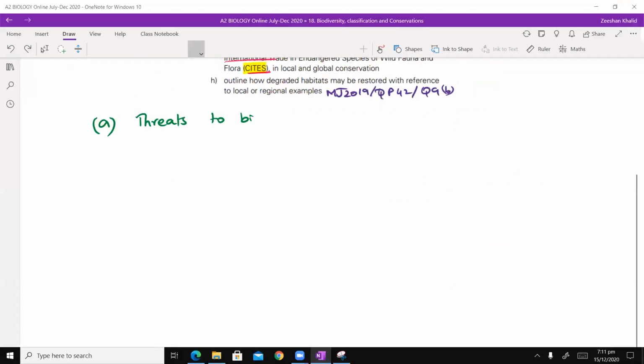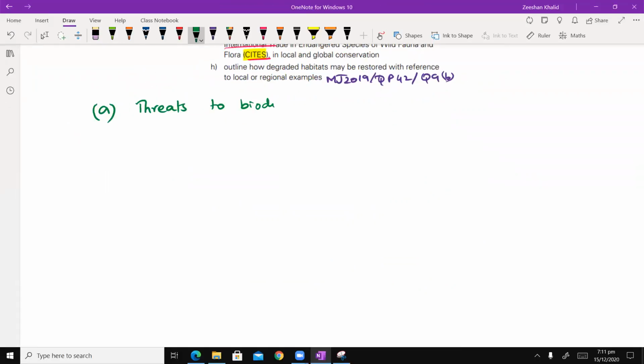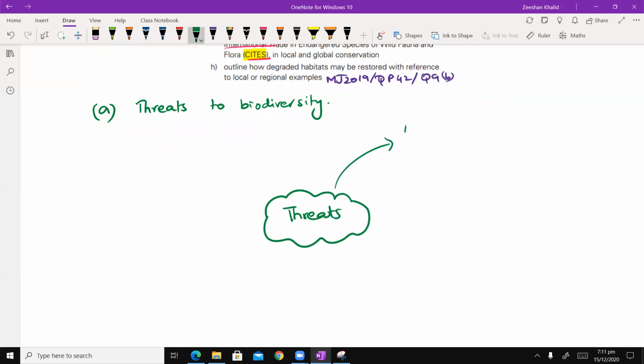Now the threats have been divided into 5 types, if you like. Again, I'm going to bubble this and draw around the bubble. So the first threat is loss of habitat and ecosystems, and usually the loss of habitat is caused by deforestation.